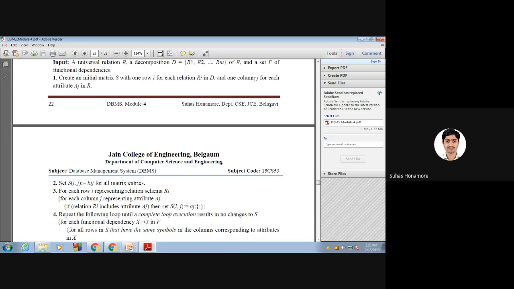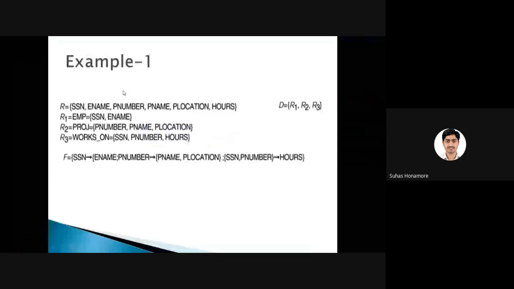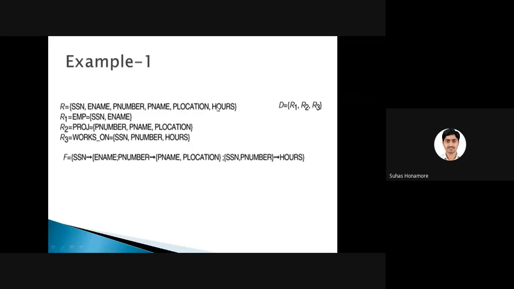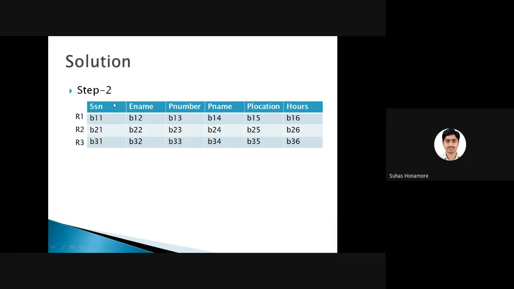Then the columns, that is J, such that attribute Aj is in R. We have already seen that there are a total of 6 attributes, so 6 columns will come. Here, 1 2 3 4 5 6 are the 6 columns, and R1, R2, R3 are our rows.